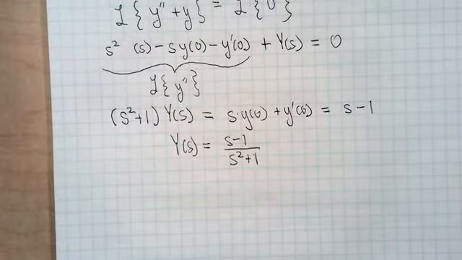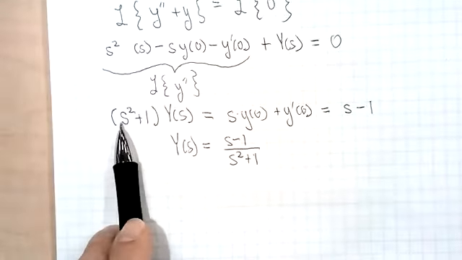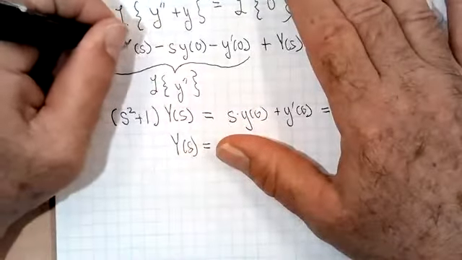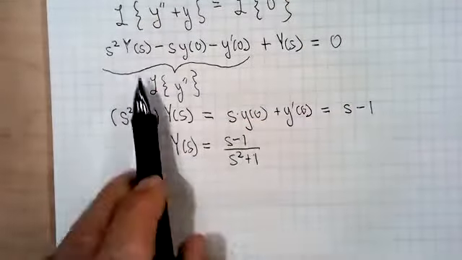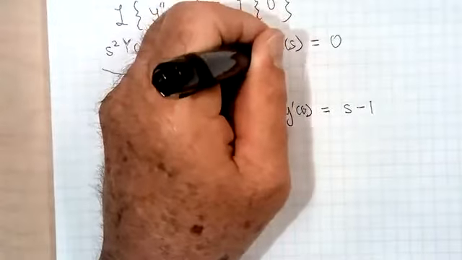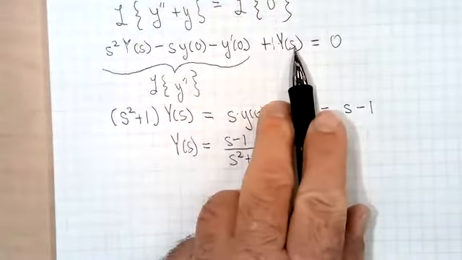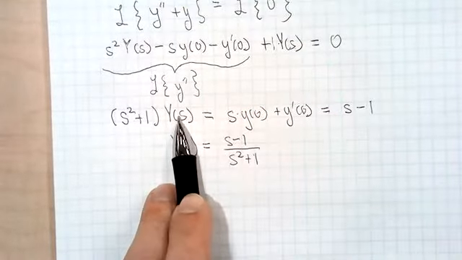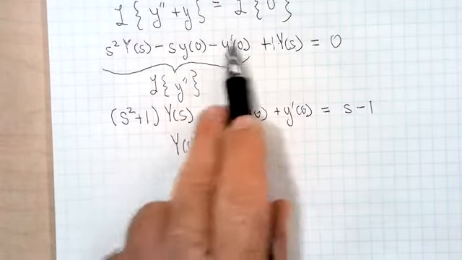And we're almost done. This one is easy to transform back. Where did the s squared plus 1 come from? Right here. Oh, okay. I never got back to this. So I've got s squared multiplying cap Y, and if you will, 1 multiplying cap Y. So s squared plus 1 times cap Y. And I put those other terms on the other side.